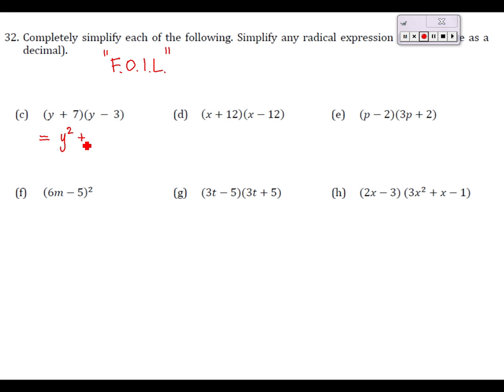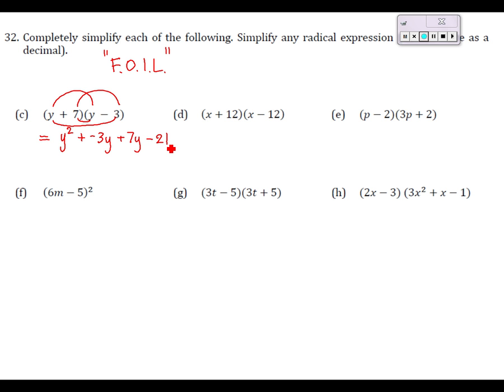Plus, we'll follow it religiously in this order. Those were the first. Now we're going to do the outside. These 2 here. Negative 3 times y. If I have negative 3 apples, I have negative 3y here. First, outside. Inside, we're going to do next. Plus 7y. 7 times y. And then last, we have 7 times negative 3, which is negative 21.